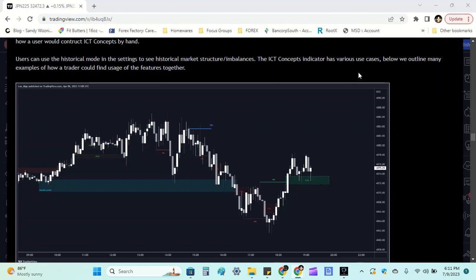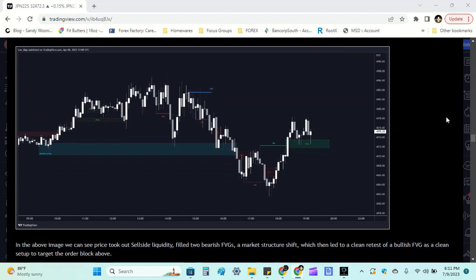The ICT Concepts indicator has various use cases. Below, we outline many examples of how a trader could find usage of the features together. So that's just what this is depicting: the OB lines, the MSS market structure shift lines, FVG. We have here a BOS, a break of structure, another what looks like an MSS on the bullish side, FVG on the bullish side as well.